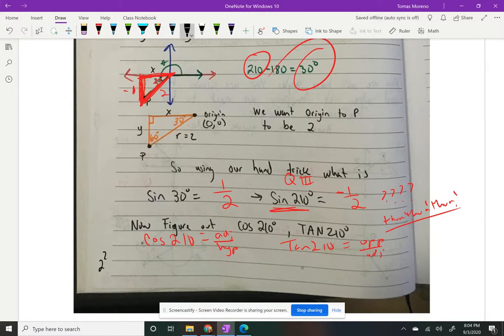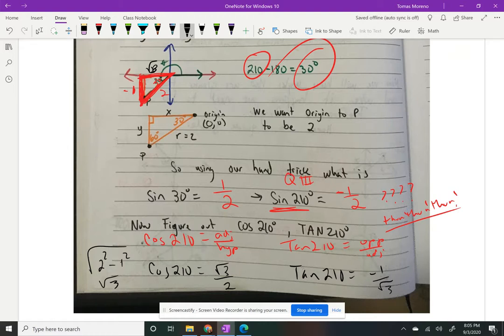We go 2 squared minus 1 squared and take the square root. So we have 4 minus 1, which is 3, square root of 3. So this is just square root of 3. So that means cosine of 210 is square root of 3 over 2. Tan of 210 is opposite, which is negative 1 over square root of 3.